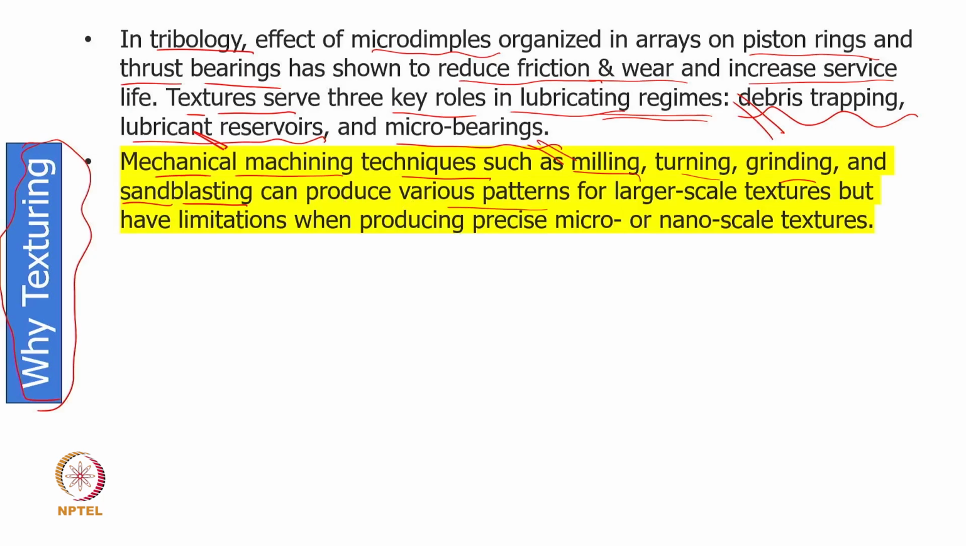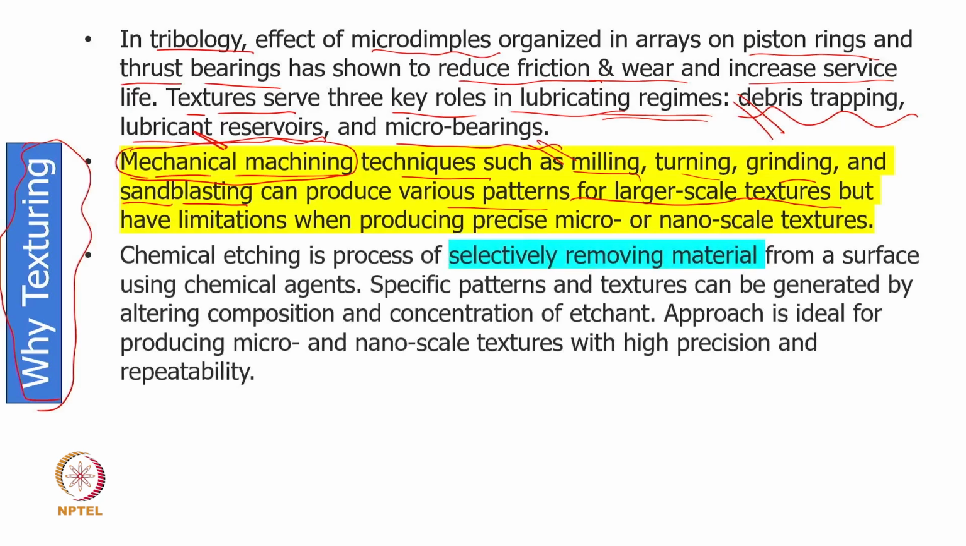This mechanical machining process can develop the patterns, but on a larger scale. If we require a nano scale or micro scale, I would prefer not to go with this kind of mechanical machine. We really require micro machining. There is one process, chemical etching, which is why we do not go to the mechanical micro machine, but to chemical etching.